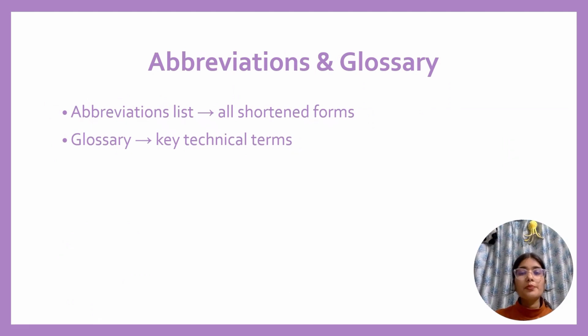Next comes abbreviations or glossary. If your dissertation uses many abbreviations like CT, MRI, or ROI, list them here for clarity. The glossary is for specialized terms, so non-experts can follow. For example, ROI. What does it mean? Region of interest. This section shows professionalism and helps readers who aren't experts in this field.